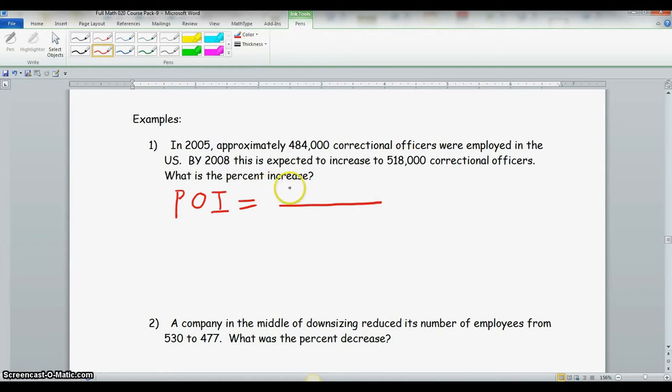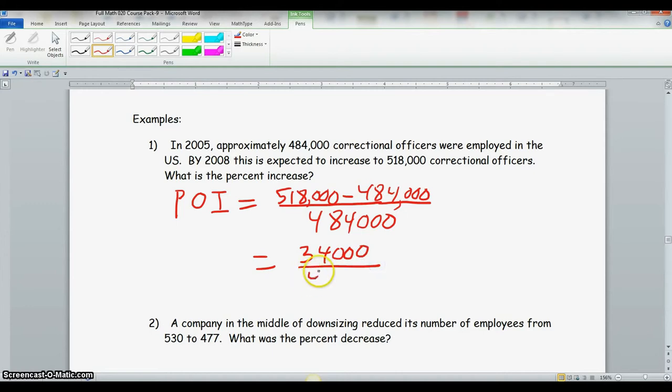We'll take the larger number, which is 518,000, minus the smaller number, which is 484,000, divided by the original number, which is 484,000. Now we subtract this here. We take 518,000 minus 484,000, which is, what's that, 34,000? Your denominator would be 484,000.